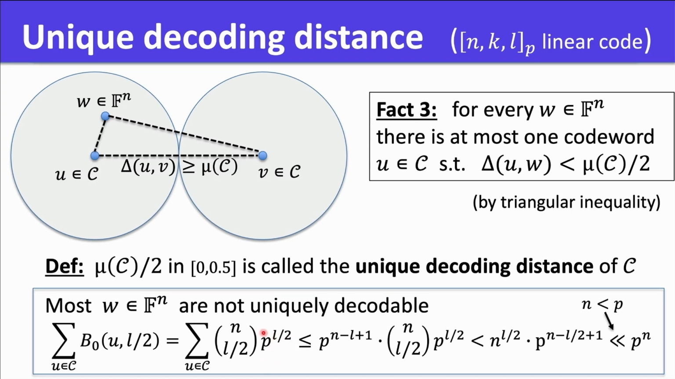So we sum the size of a Hamming ball over all possible code words. The number of code words is bounded by the singleton bound, which I wrote over here. And so if we just work it out, we see that this number is much, much less than p to the n, which is the size of F^n. So again, this means that the number of words that are uniquely decodable is much smaller than p to the n, which means that most words are actually not uniquely decodable.